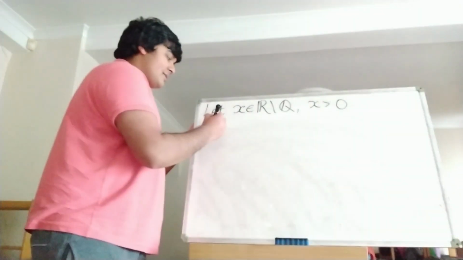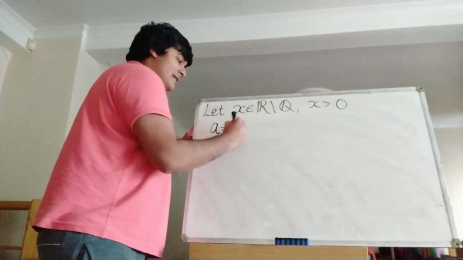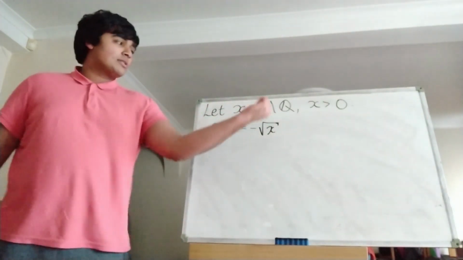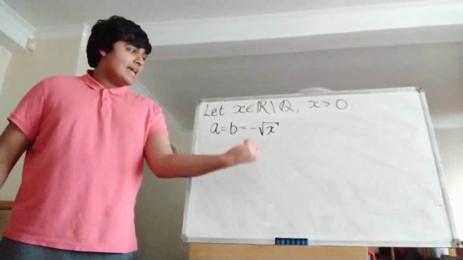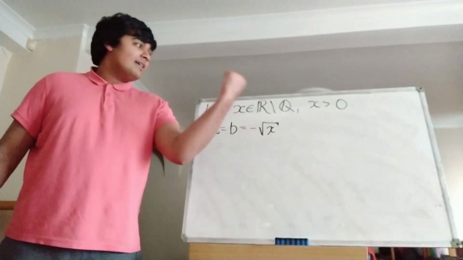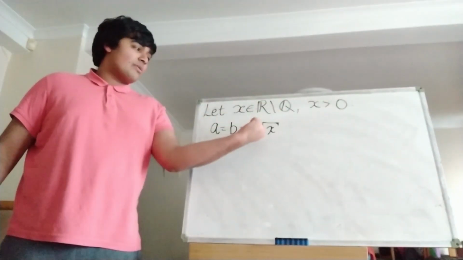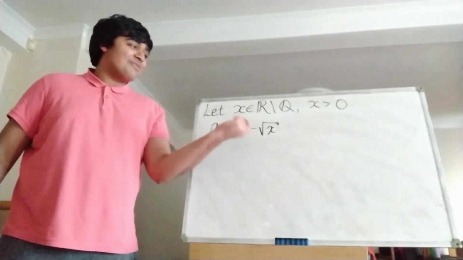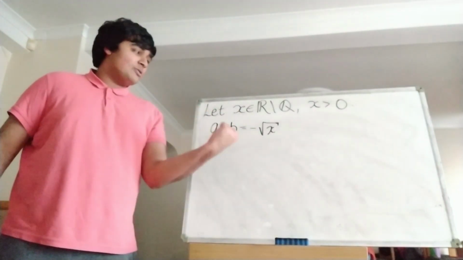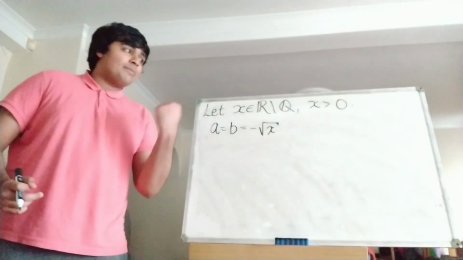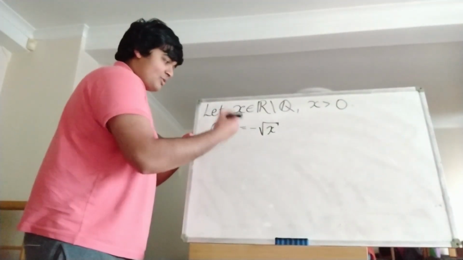Okay, so what we're going to do is in fact have a equals b equals negative the square root of x. Firstly, x is positive, so the square root of x makes sense, and we're taking the negative of it. Because x is irrational, the square root of x is irrational, and therefore minus square root of x is irrational. So setting a equals b equals minus root x ensures that a and b are both irrational, so we can plug them back into our f property.